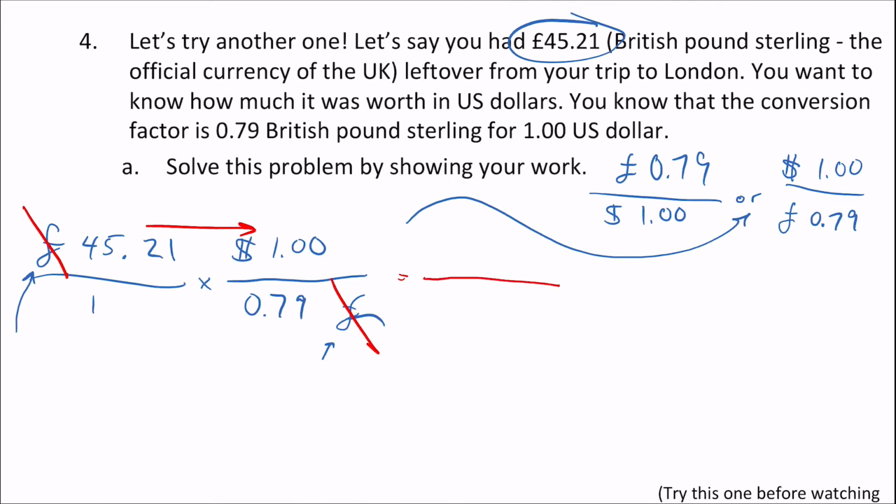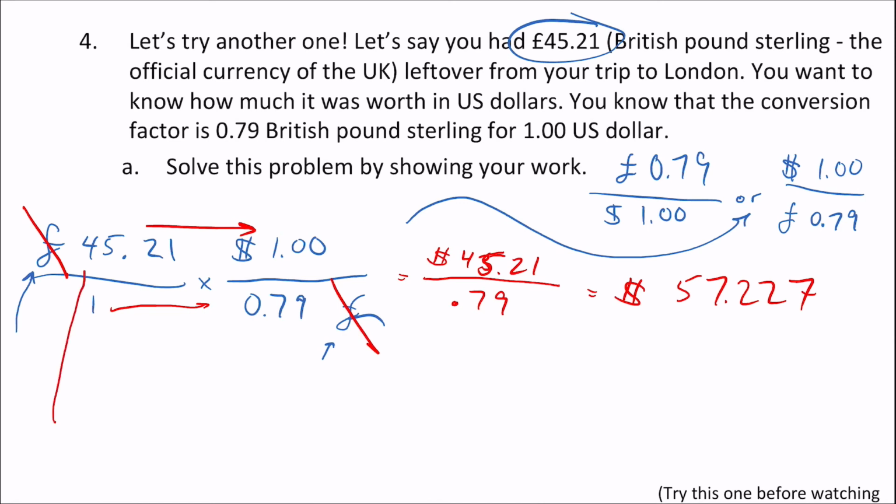So everything that's left on the top is going to be dollars, and then 45.21. And then on the bottom, it's going to be 1 times the 0.79. So all that's left is the 0.79 on the bottom. And then you'd plug this in your calculator and go 45.21 divided by 0.79. And that's going to give you dollars, because that's the only unit that's left, and then 57.227.